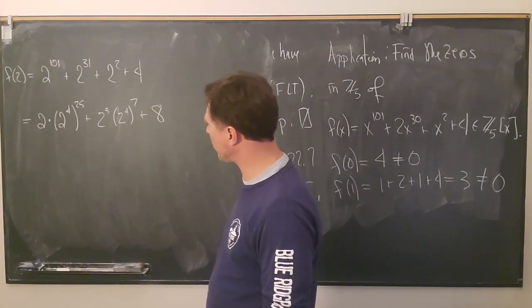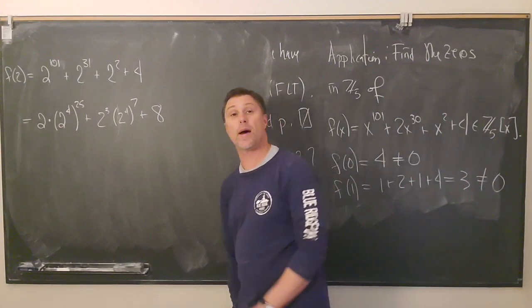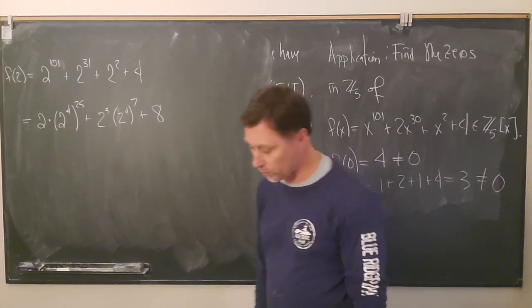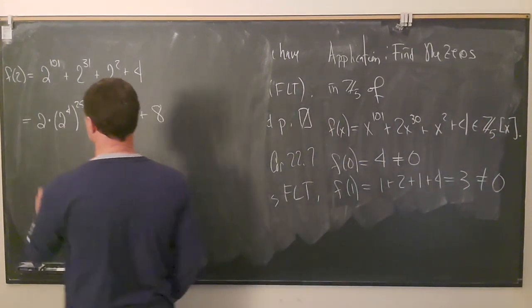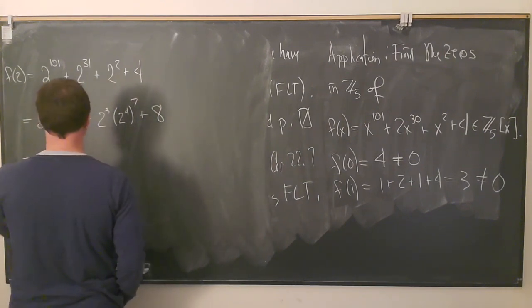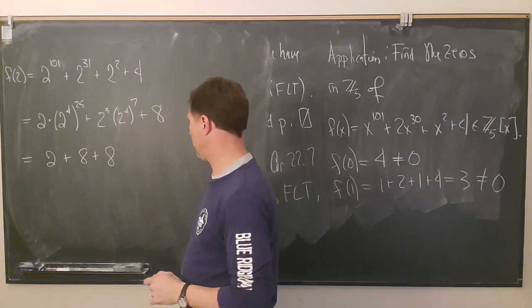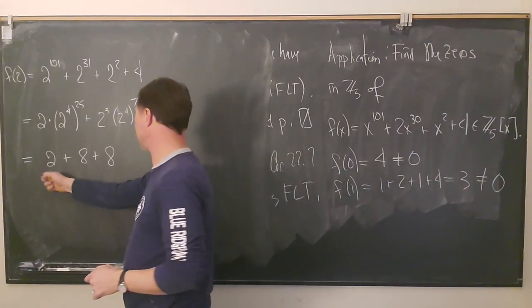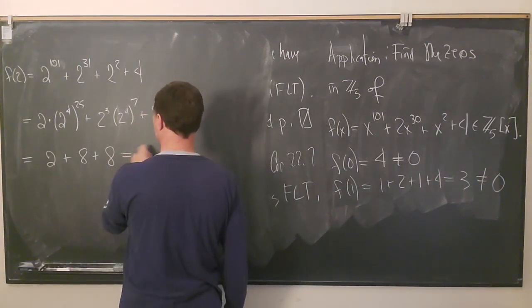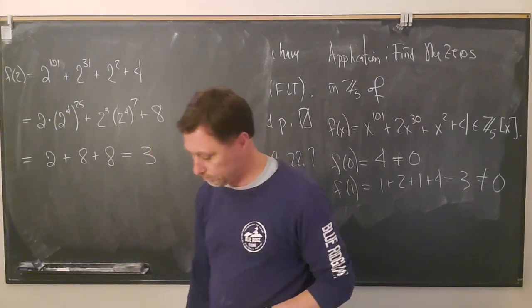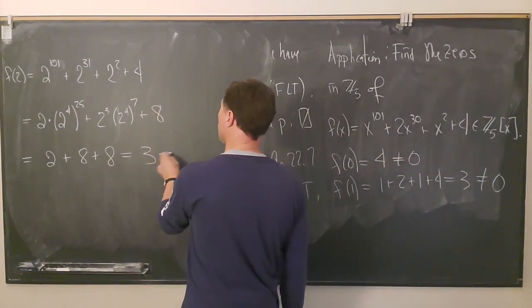And then what do we know according to Fermat's little theorem? What do we know about 2 to the 4th? Well, 2 to the 4th is equal to 1. Right? So this is going to be 2 plus 8 plus 8, which is 18, and 18 mod 5 is 3. All right, so once again, we get non-zero.